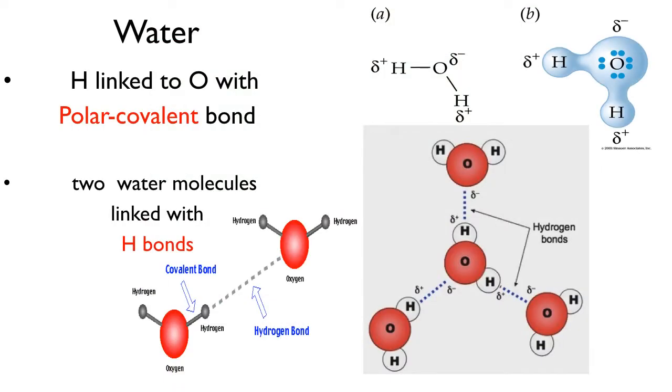When you have a polar covalent bond, this leads to the possibility of hydrogen bonds, where the small negative charge of the oxygen in a water molecule is attracted to the small positive charge of the hydrogen of a different water molecule. And those hydrogen bonds between water molecules give water its cohesive nature, among other things.